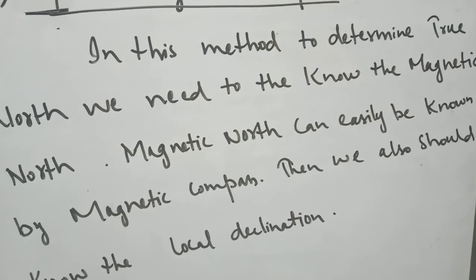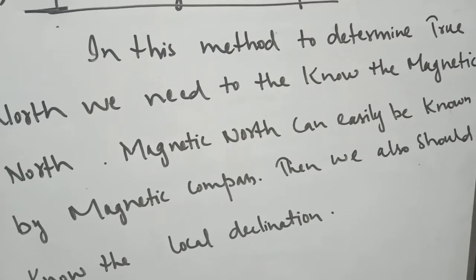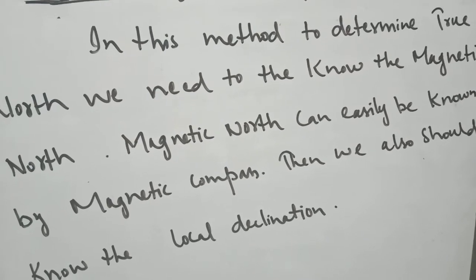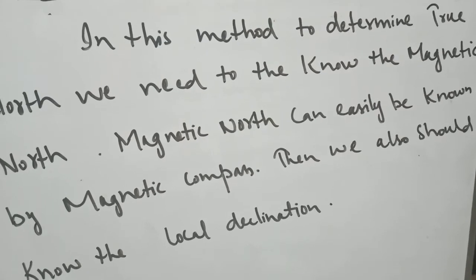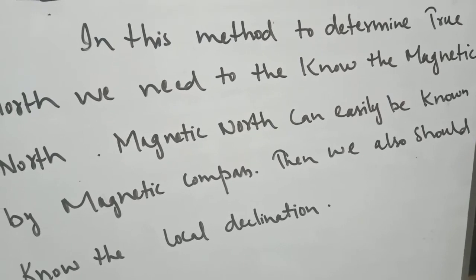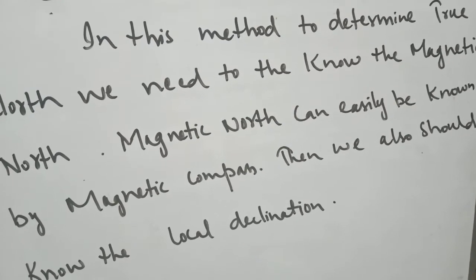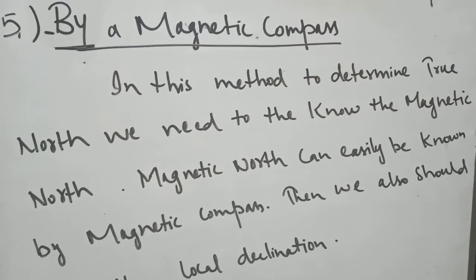And then, for the area where we need to find the true north, we should know the local declination. After finding the local declination and the magnetic north, we can easily find the true north by subtracting the value. So these are the ways by which we can find the true north. So these are the 5 ways to determine the true north.